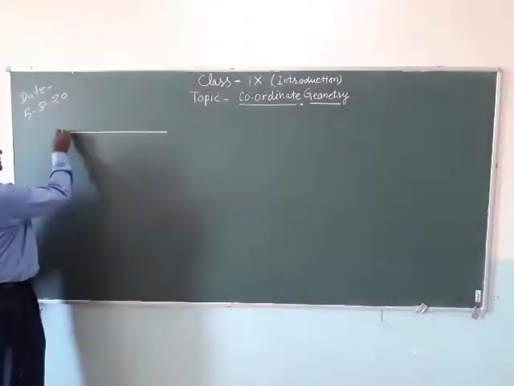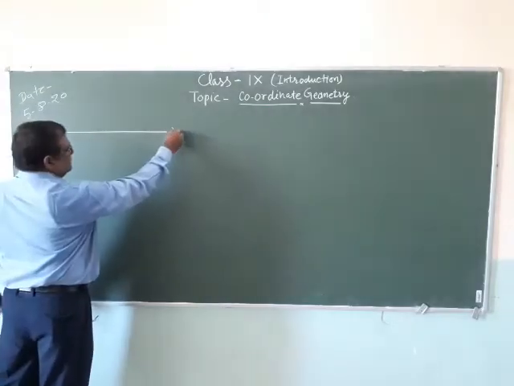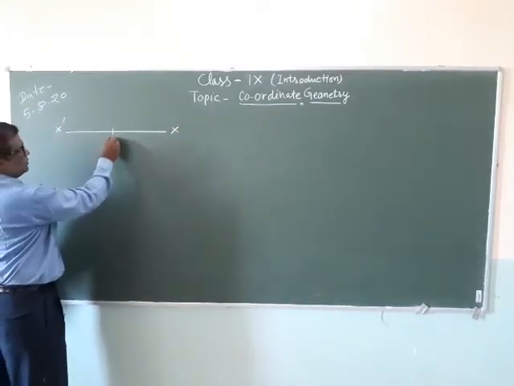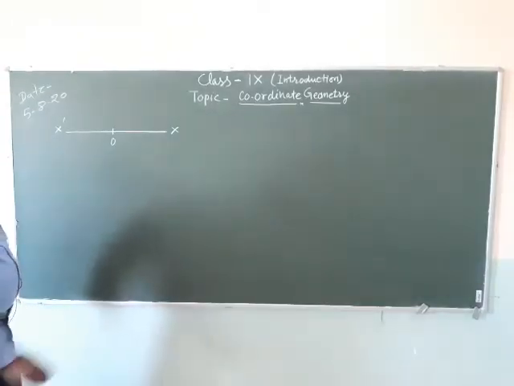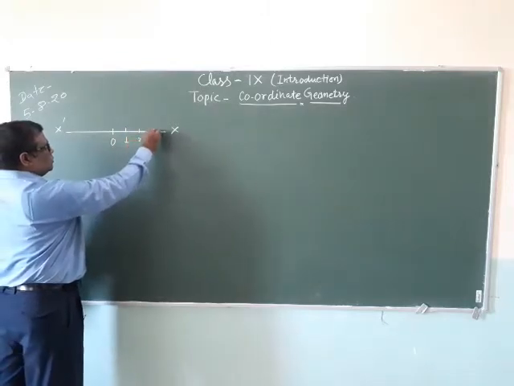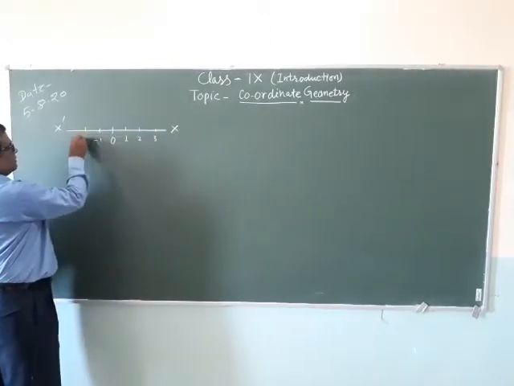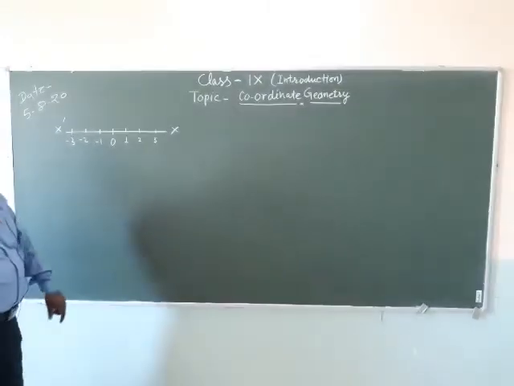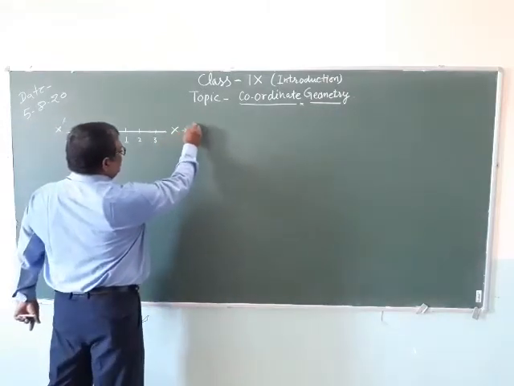Coordinate means if two lines, suppose that is a horizontal line, this one is horizontal, that is x and x dash, this will be 0. Now here that is 1 2 3, here -1 -2 -3. This is a horizontal line.